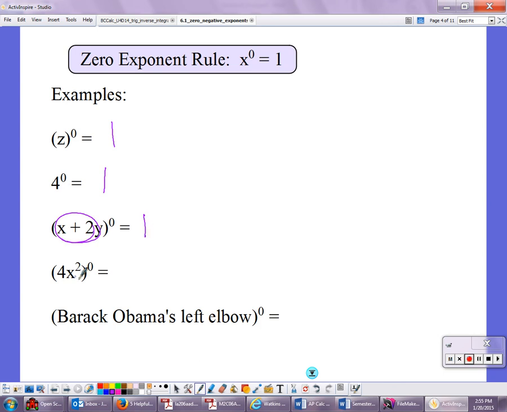Same thing here. You throw in some powers, 4x squared, all of that to the 0 power. Remember, these parentheses mean this whole thing is going to the 0 power. So that whole thing to the 0 power is going to be 1. What about if I take Barack Obama's left elbow, and I take that to the 0 power? It doesn't matter. Left elbow, right elbow, patella, foot, ankle, it doesn't matter. Take that to the 0 power, and I'm going to get 1. So get that stuck in your head. Anything to the 0 power is 1. That's one of those things you're going to want to memorize.